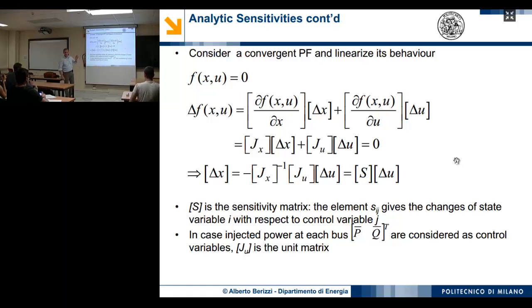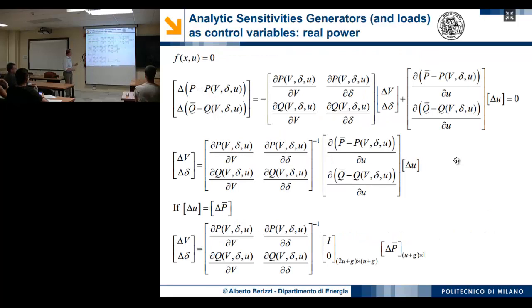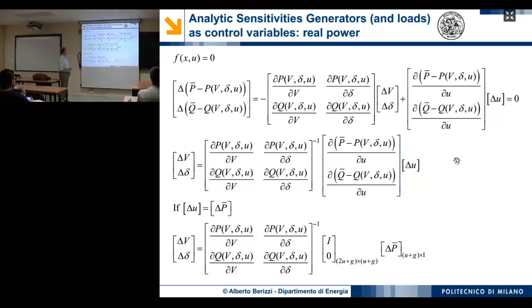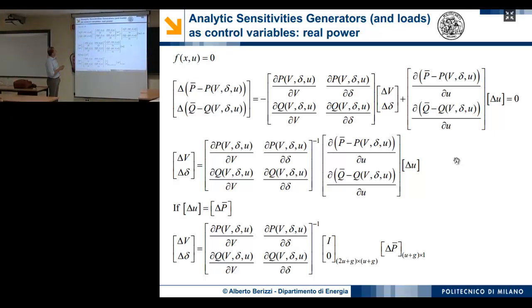So, probably you already talked about the general shape of sensitivities. Now, I would like to show you some applications. For example, sensitivities taking as control variables the real power, which is one of the most used, because you use this kind of sensitivities for the dispatching, for example, for security constrained OPF, another application.